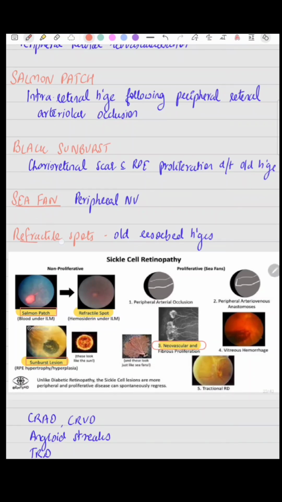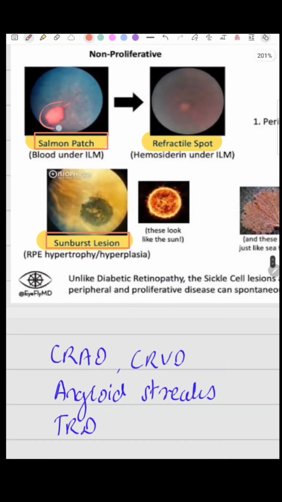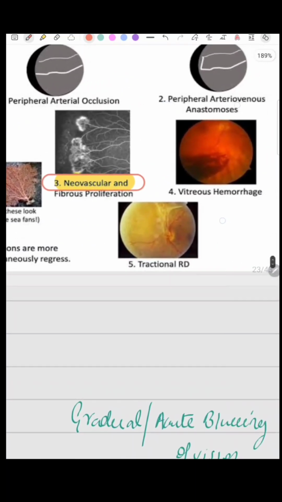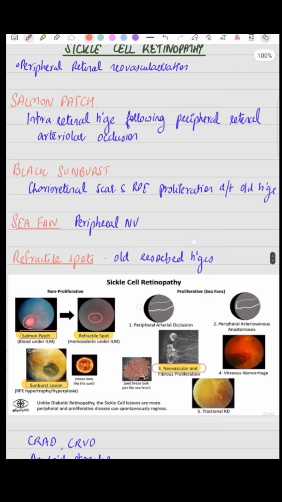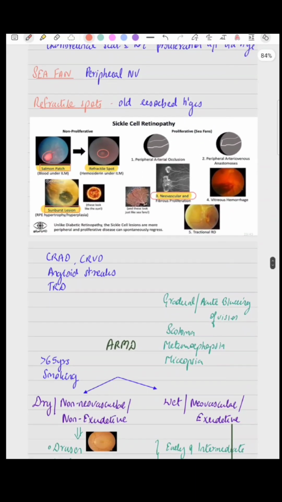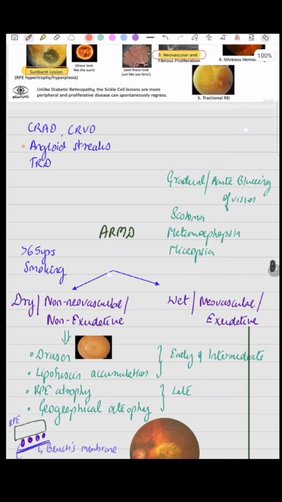Then there can be a refractile spot, that is the old resorbed hemorrhages. See, this is a salmon patch, intraretinal hemorrhages. Old resorbed hemorrhages can later on lead to a refractile spot. Then the sunburst appearance. Then peripheral neovascularization and proliferation. Vitreous hemorrhages can be there. Basically, it is peripheral retinal neovascularization, so all the manifestations of neovascularization will be there. There can also be CRAO, CRVO, angioid streaks, and tractional retinal detachment later on.